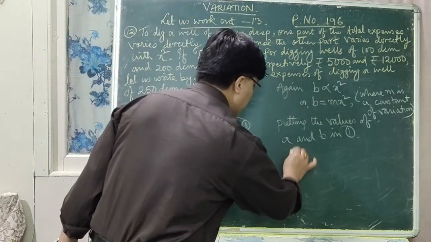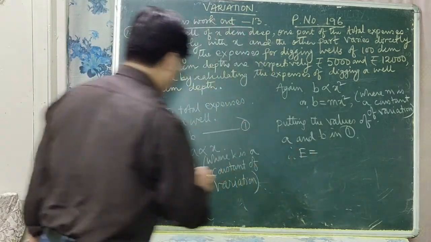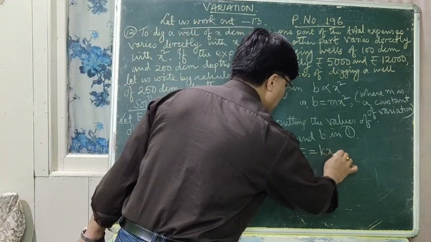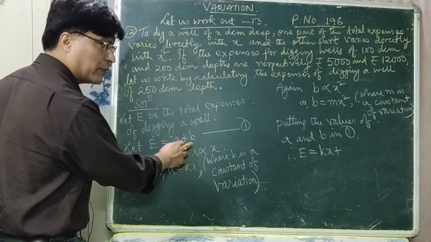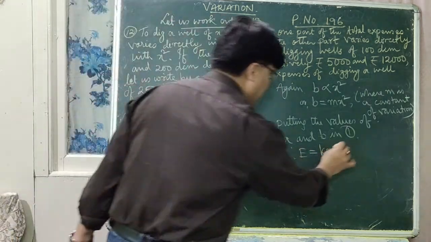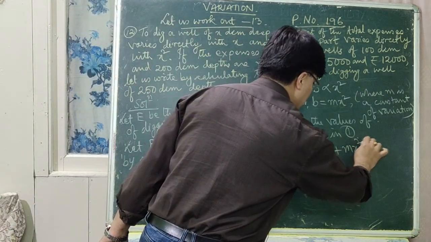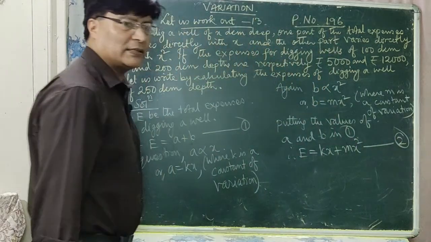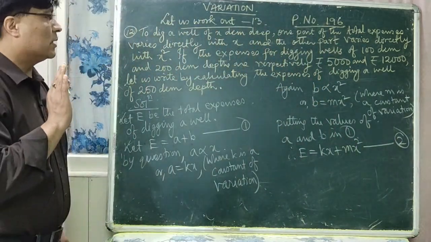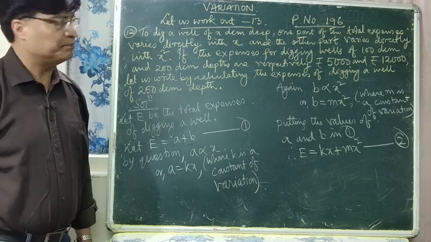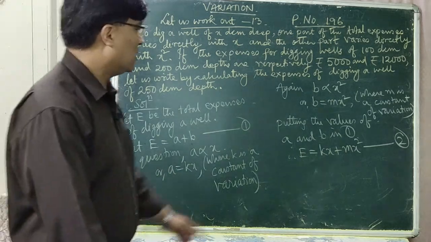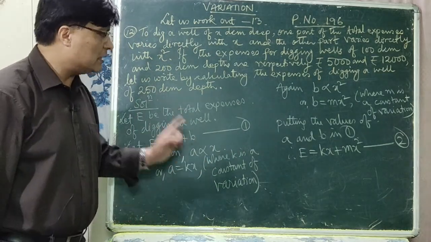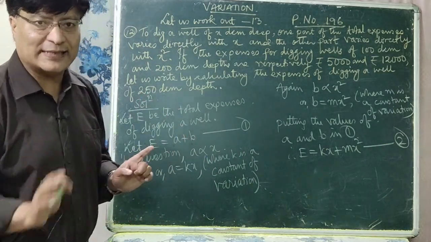So what is E now? So E is equal to, what is the value for A? A is Kx plus, what is the value for B? It is mx square. This is your mx square. So let us mark it as number 2, right? So now the values are given out here. That is, your X is the depth and E is the total expense, right? E is the total expenses and X is the depth.